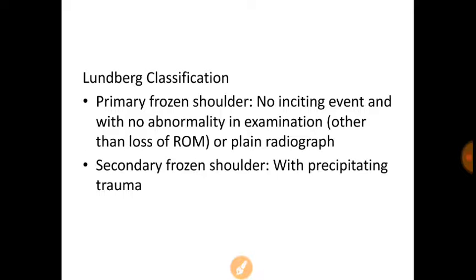Lundberg has classified the frozen shoulder into primary frozen shoulder and secondary frozen shoulder. Primary frozen shoulder is whenever there is no initiating event and no abnormality on examination other than loss of range of movement, and there is a normal plain radiograph. And secondary frozen shoulder occurs when it is followed by a trauma.